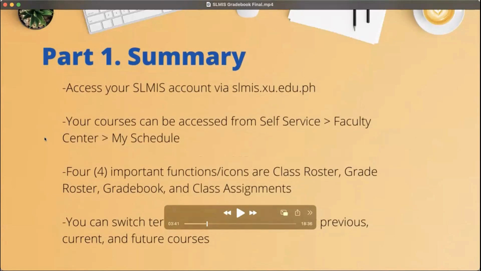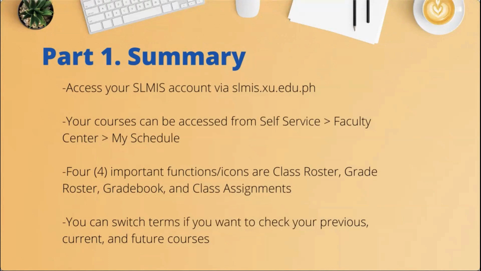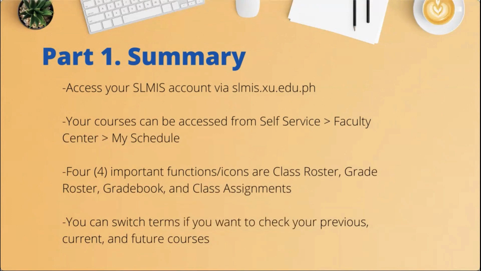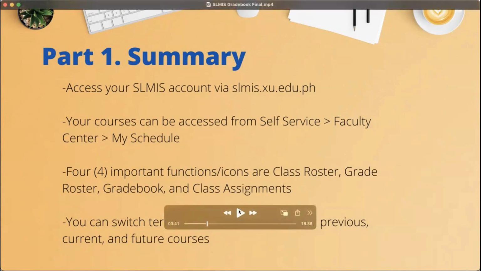Okay, so just a summary for part one. To access your SLMIS account, you need to go to slmis.xu.edu.ph, and to check your courses, you need to go to Self-Service, Faculty Center, and then My Schedule. The four important functions, which are actually icons, are called class roster, grade roster, grade book, and class assignments. And if you wish to change to the past, future, or current terms, you can just go to your My Schedule page, and there is a green button at the top with the label Change Term.